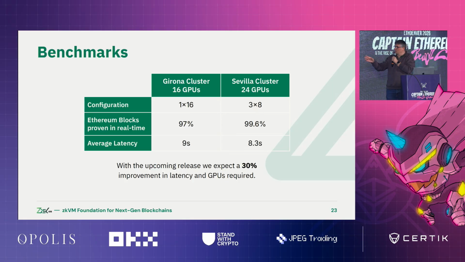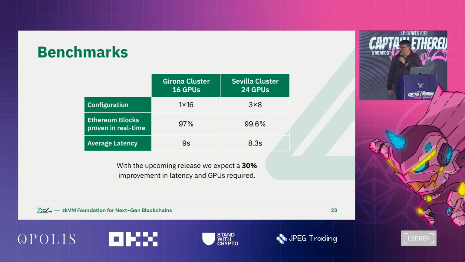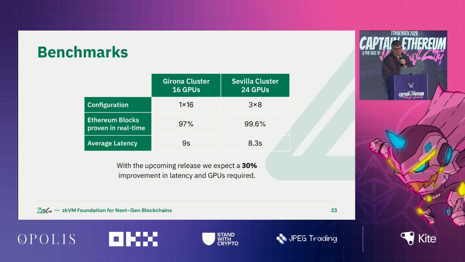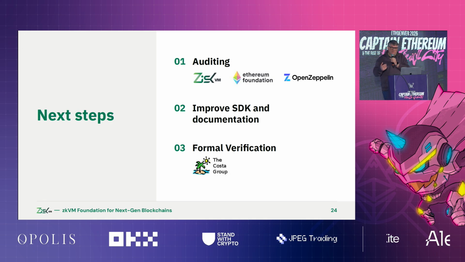ZisK today. We are able to prove in real time with 16 GPUs, we can prove almost all the blocks in real time with an average of 9 seconds. And in the upcoming version, the 0.17 that we probably are going to release during next week, we already expect a 30% improvement there. Currently, the idea is that this version is going to be frozen and stabilized. We need to build the packaging of all that, I mean SDK and documentation. So maybe 0.18 will contain all this packaging, but then we want to focus very much on security and formal verification and making this provable.